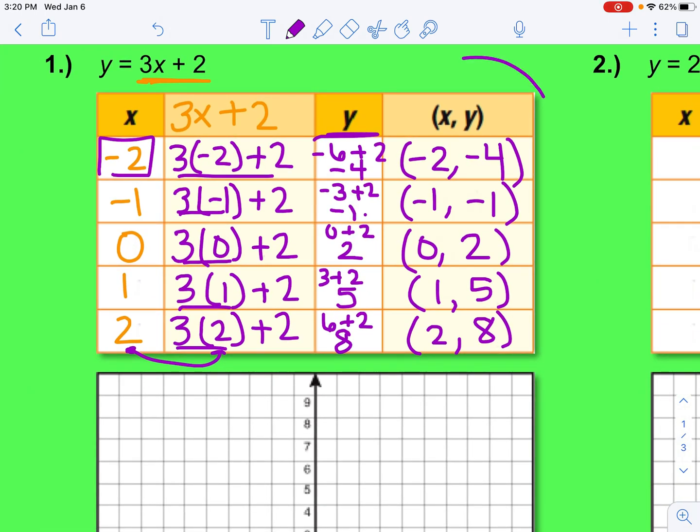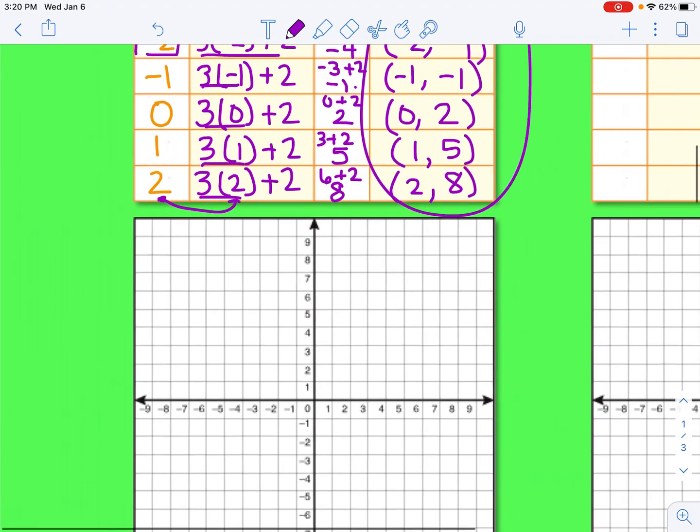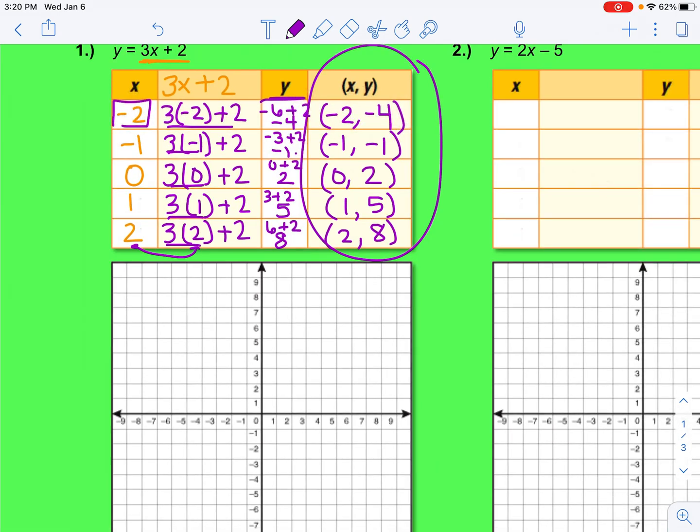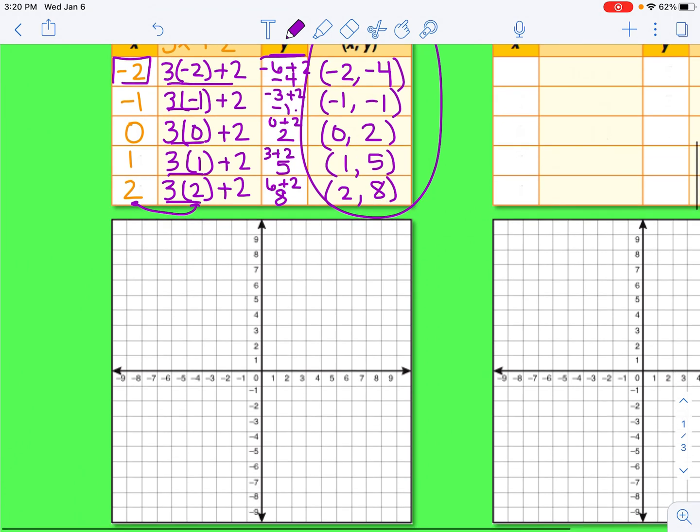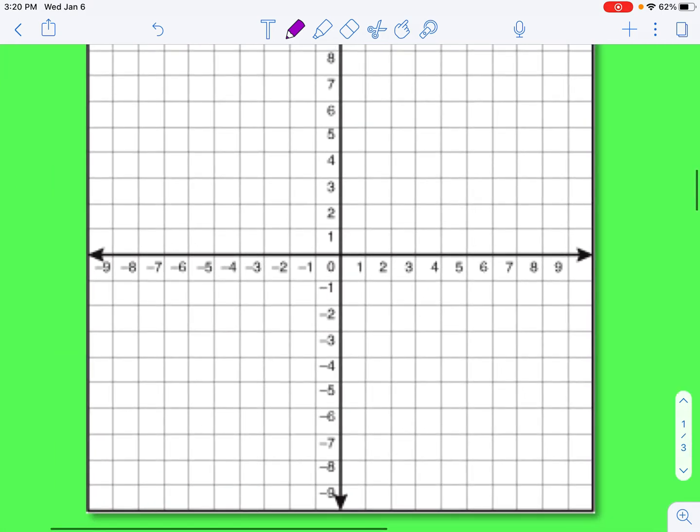Now we need to take all of these coordinates and we need to graph them on our graph. And then we'll get our linear function, our nice straight line. Alright, so let's get started. Our first one is negative 2, negative 4. Alright, negative 2 is right here, and then we need to go down negative 4. 1, 2, 3, 4.